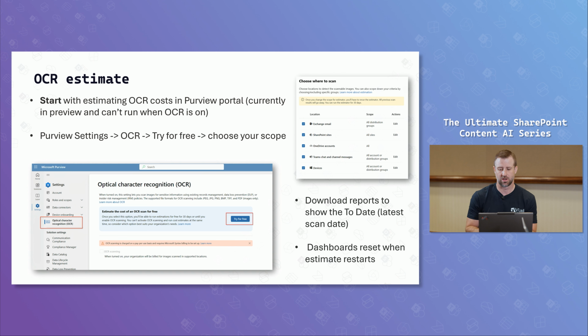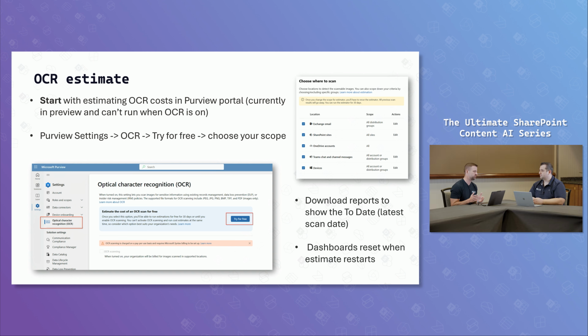So I can take that report and look at the latest scan data I have, and then I could run another report if I wanted to check the dashboard, or we'll reset the dashboard once I've run it again, and you can check the locations you want to scan. So I can pick Exchange, SharePoint, OneDrive, Teams, and your devices, as long as you've enrolled your devices from a Purview perspective. It will provide an estimate for you to at least give you a gut check of what the usage would be for having OCR enabled.